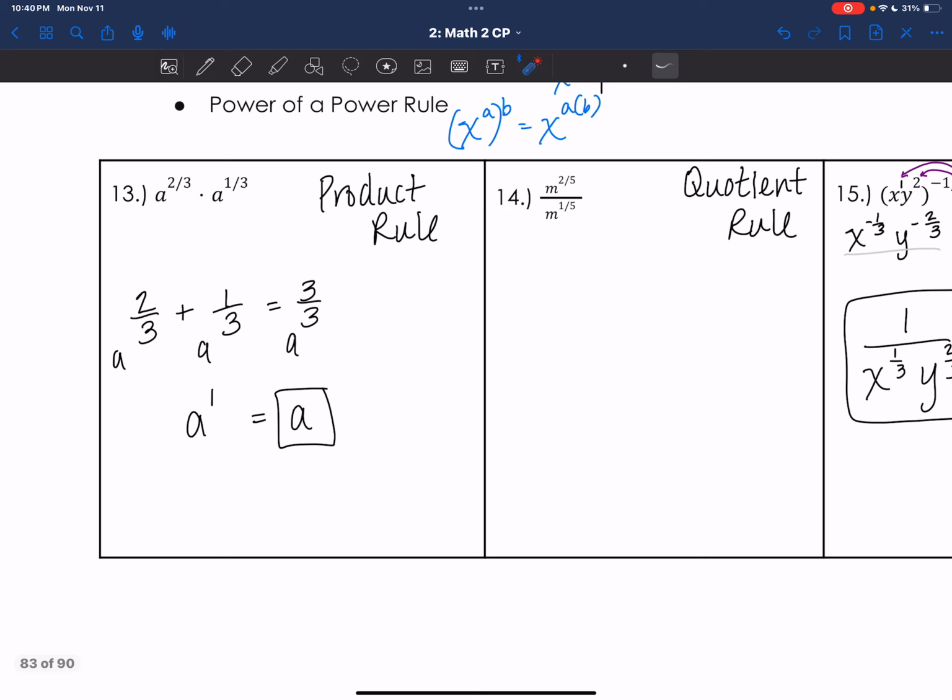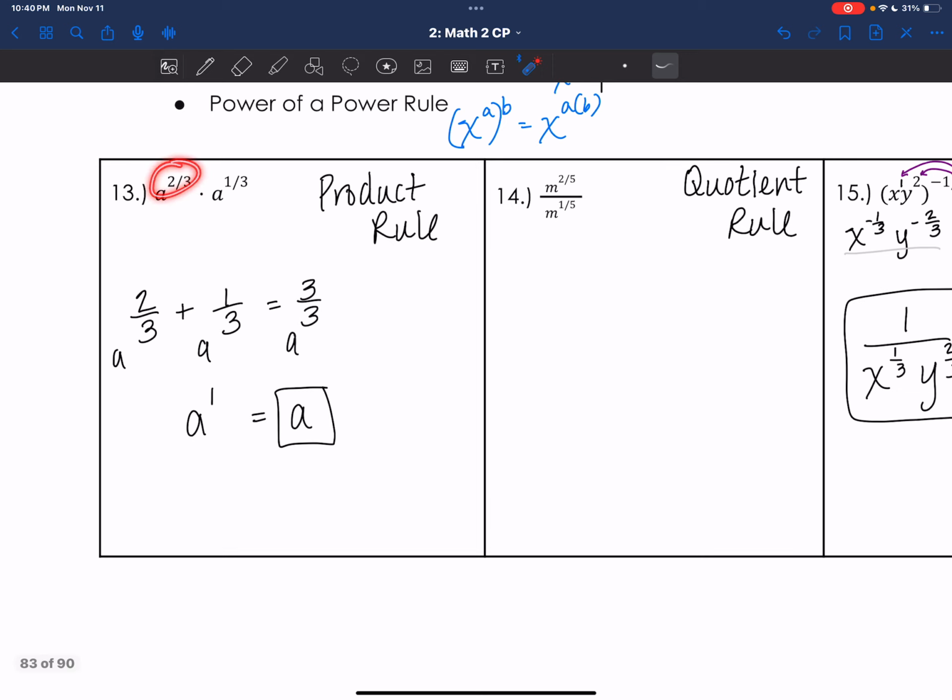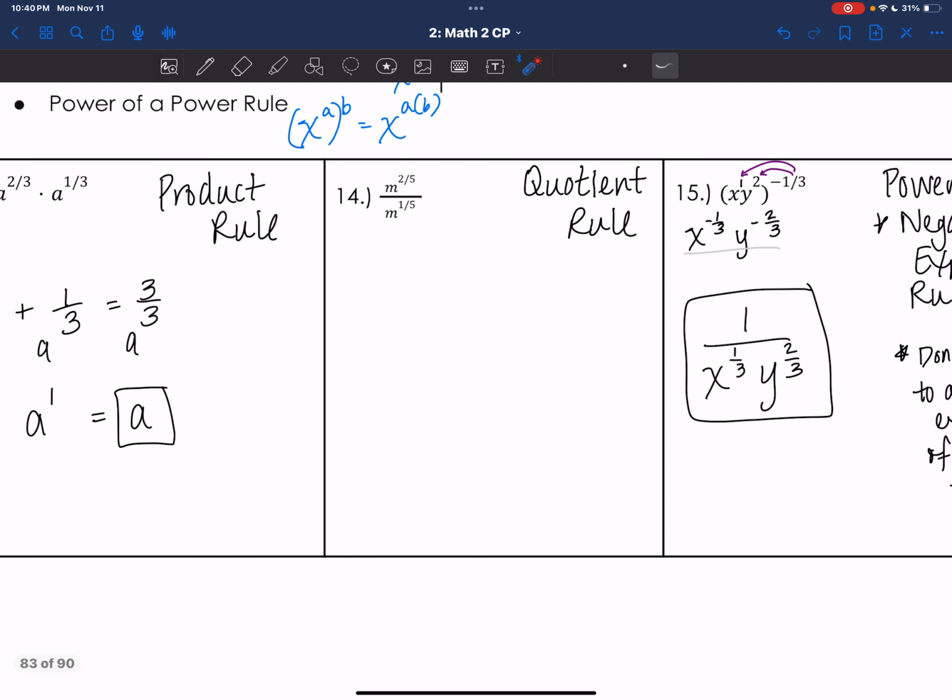All right, I'll get you started on this one. You're going to do the product rule. So here, notice you're multiplying the same base. So if you multiply, you're going to add your exponents. So 2/3 plus 1/3 equals 3/3, which is 1. And the answer is just A. I want you to do this one, but remember quotient rule, so you're going to subtract.